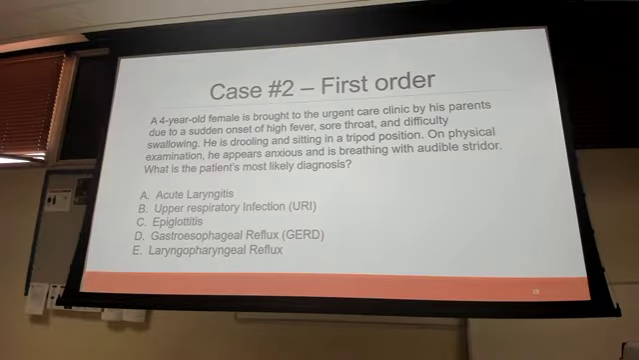Anybody? A 4-year-old female is brought to the urgent care clinic by his parents due to a sudden onset of high fever, sore throat, and difficulty swallowing. He is drooling and sitting in a tripod position. On physical examination, he appears anxious and is breathing with audible stridor. What is the patient's most likely diagnosis?